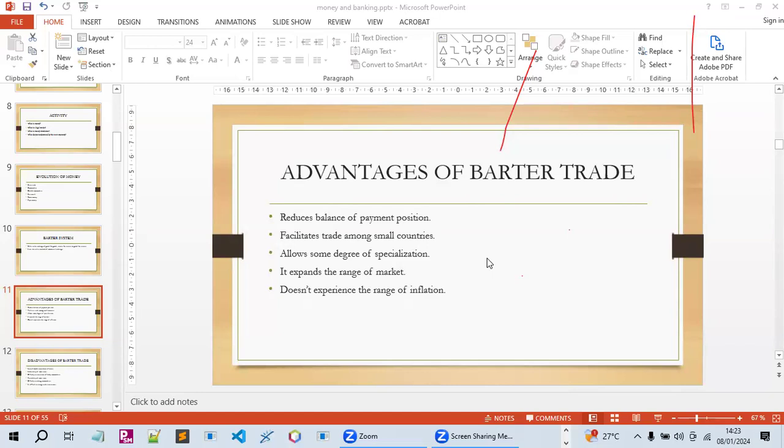And then barter trade doesn't experience inflation. This is because there was no money involved for the exchange of goods and services.